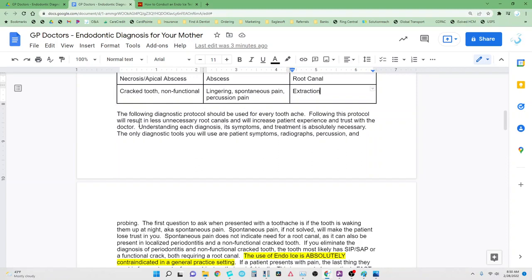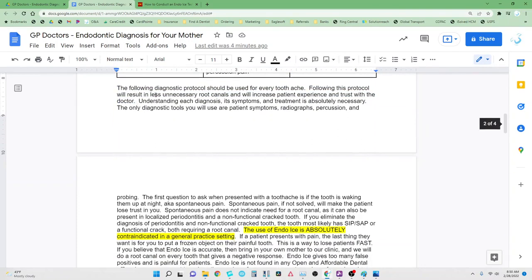But if your reputation becomes that you are a doctor that will do everything possible to not do a root canal, all of your patients will send all of their friends, because they know that you are that guy that doesn't want to do root canals, or that gal that doesn't want to do root canals. So become that doctor that does everything to avoid root canals. But when you do have to do root canals, you do an amazing job, okay?